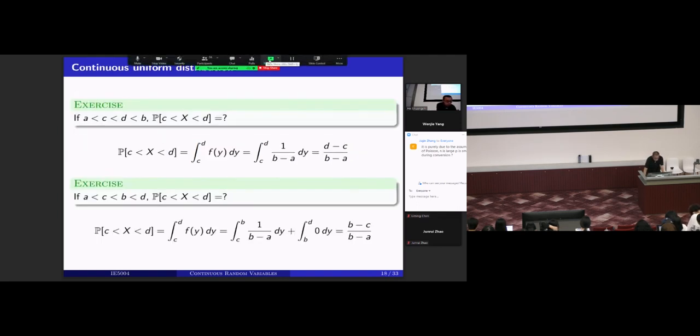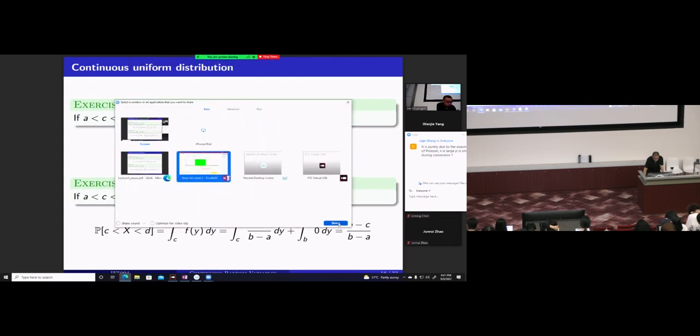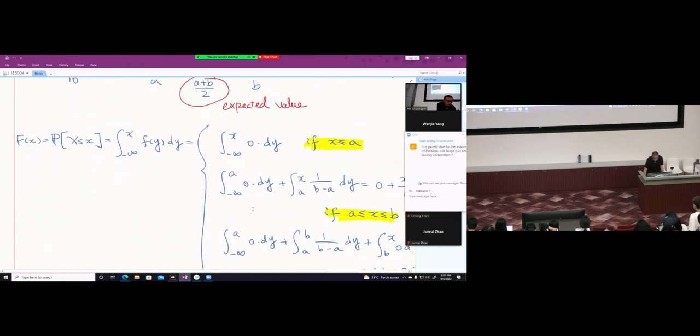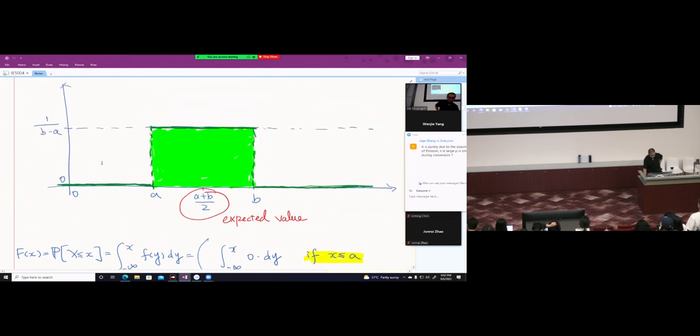And also, let's check the CDF of that. How to calculate the CDF? The CDF, by definition, is just the probability that the variable takes a value less than or equal to lowercase x, right? And if you know the PDF, it is simply equal to this integral. How to calculate this integral? For this PDF, you can see that at different intervals, it takes different values.